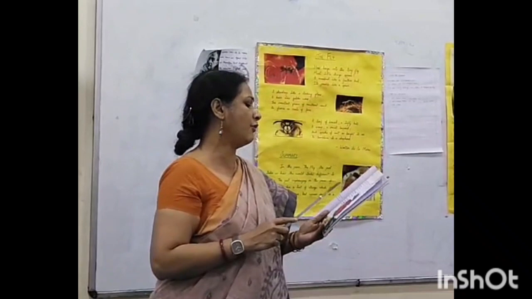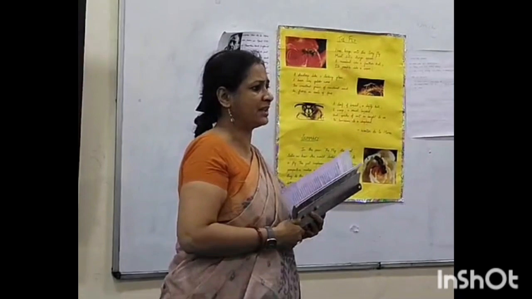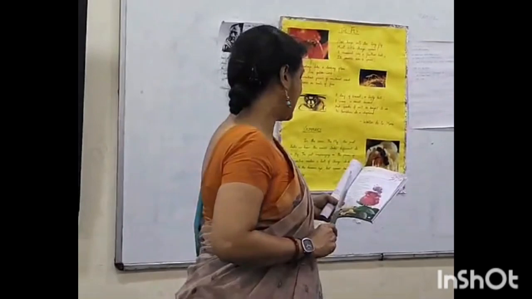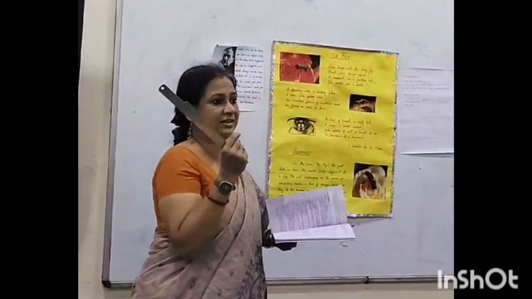You all know, children, what a mustard seed is? You can ask your mother to show you mustard seed. These are very tiny things. But for this fly, the mustard seed is like a coal of fire. Not only a coal of fire, a frightening coal of fire. So the fly gets afraid seeing the mustard seeds.